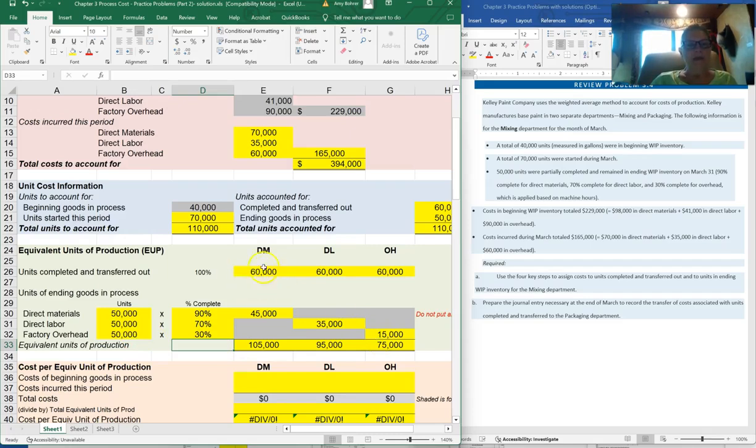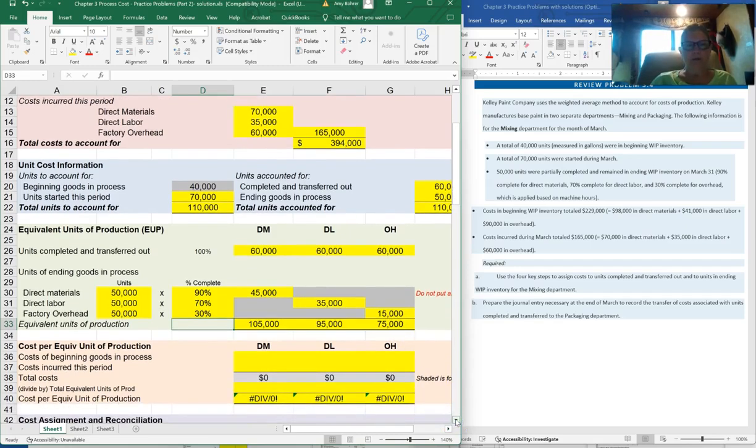So then if we add the units that were completed and transferred out, and we add the equivalent units for the ending goods in process, we get 105,000 equivalent units of production for direct materials, 95,000 for direct labor, that's the 60,000 they completed plus the 35,000 equivalent units, and 75,000 for overhead. That's the 60,000 units completed and the 15,000 equivalent units to come up with the 75,000. So now we have to figure out the cost for each equivalent unit of these equivalent units of production.